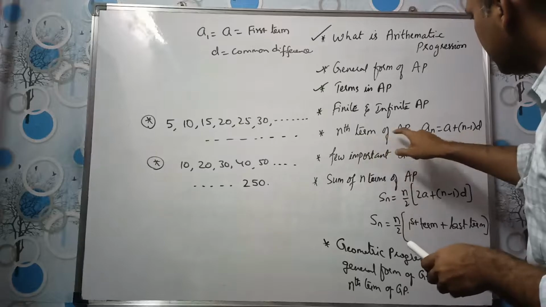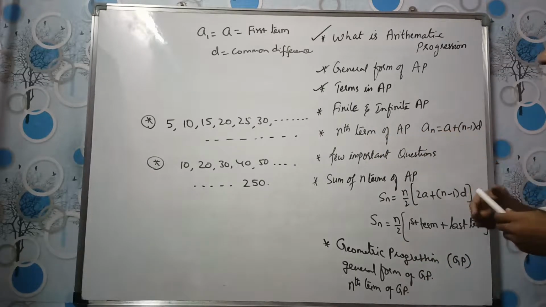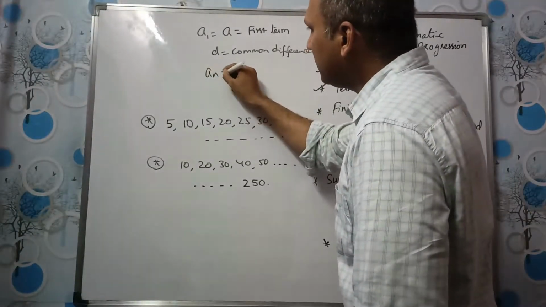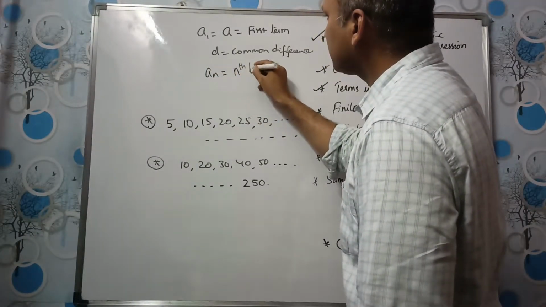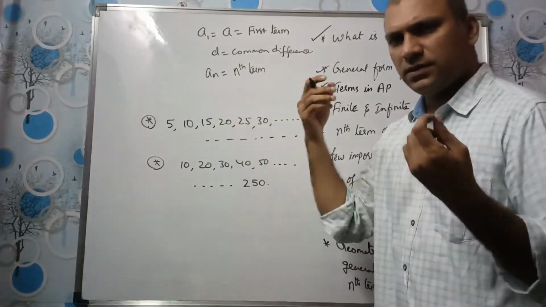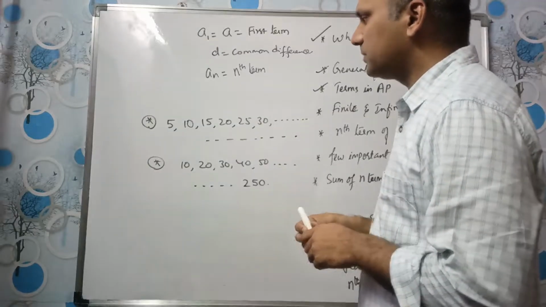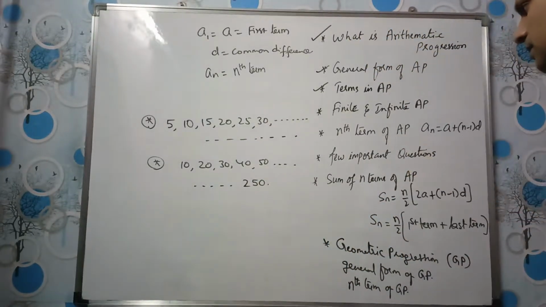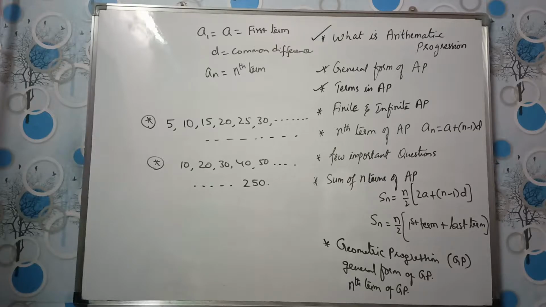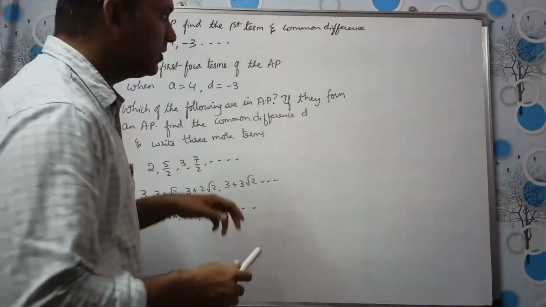We also learned the nth term of AP. An is equal to A plus (n minus 1) into D. And what is An? An is the nth term. Using this formula we can find the third term, fourth term, fifth term, 100th term, 1000th term, any term. We'll do a few problems now. Okay, let us solve these problems now.